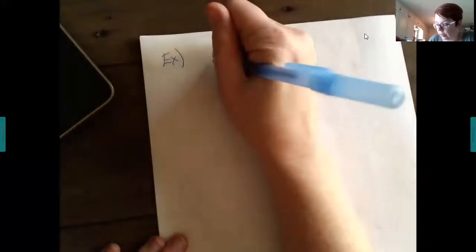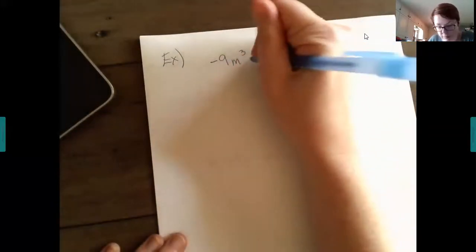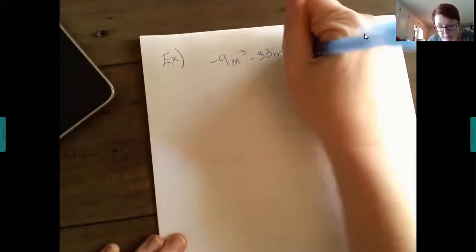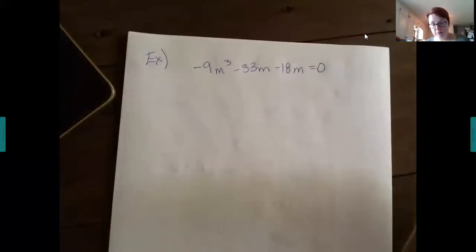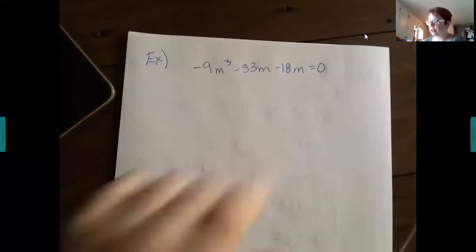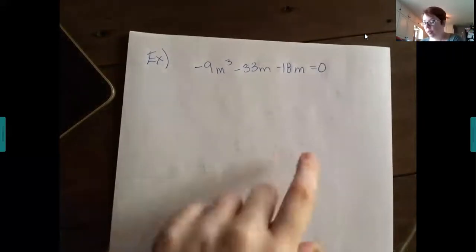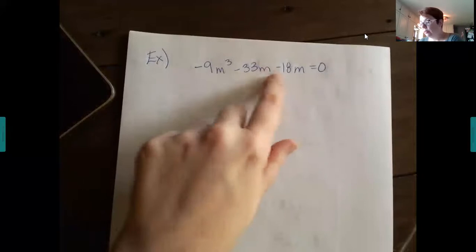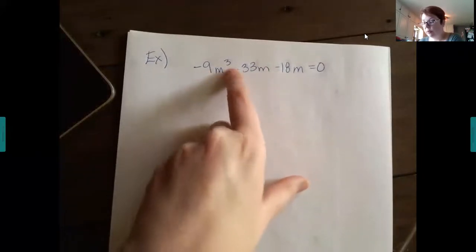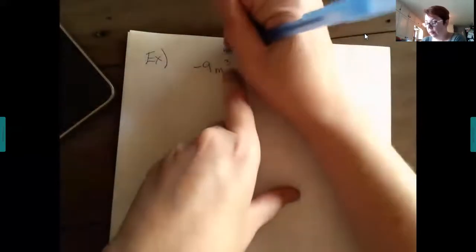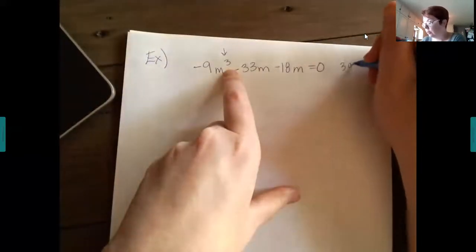So they like to also throw in that negative coefficient first. So again, look at it: the first thing, make sure it's equal to 0, check. There's 3 different terms, and we have an m to the third. So m to the third right here tells us there's 3 answers.